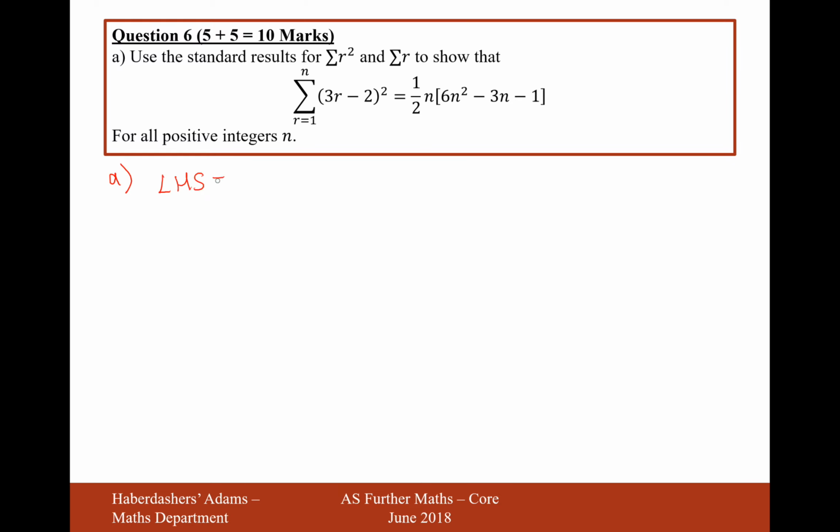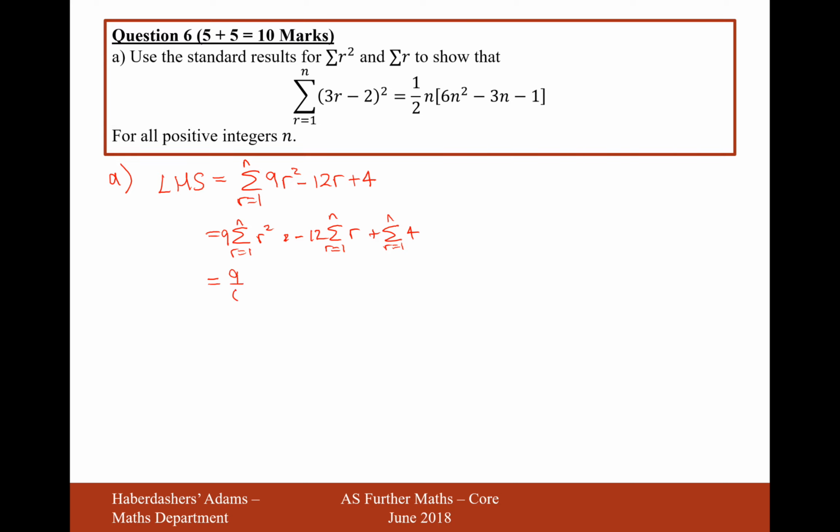So the left hand side is equal to the summation from r equals 1 up to n. We could start by expanding brackets, so 9r squared minus 12r plus 4. Let's now split all of these summations up. So it's the summation from r equals 1 to n of, we factorise the 9 to the front, r squared, minus 12 times the summation of r equals 1 up to n of r, and then plus the summation of n lots of 4. So let's now write out the formulas for these.